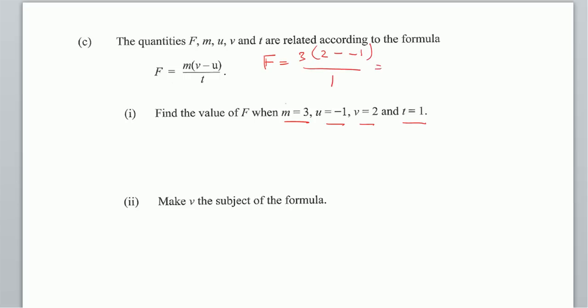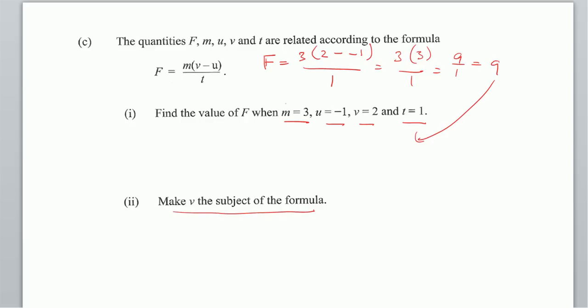Right? So let's work out the brackets first. So this will be 3, open brackets, 2 minus minus 1, which is the same as saying 2 plus 1. So this will be 3 all over 1. So this will be equal to 9 over 1, which is equal to 9. Right? So that is your answer for part C, part 1.